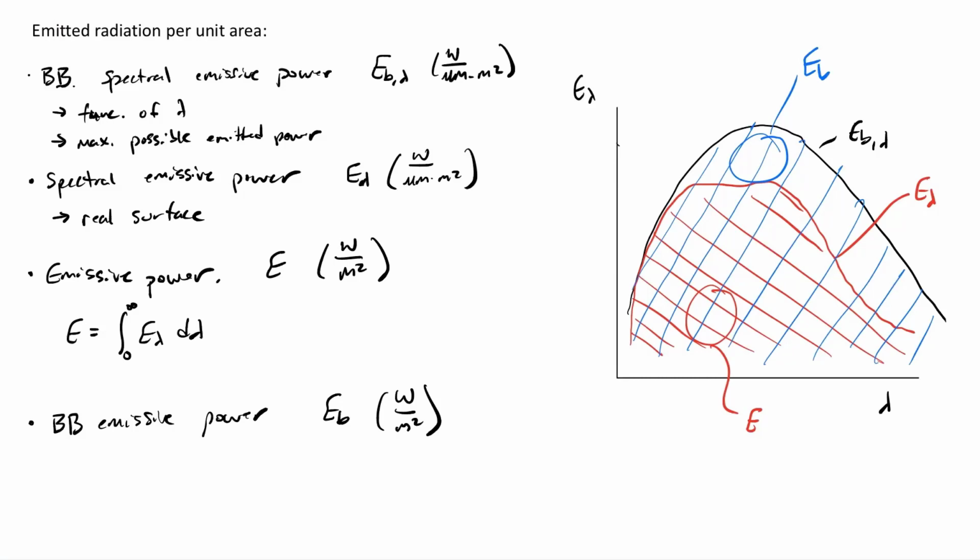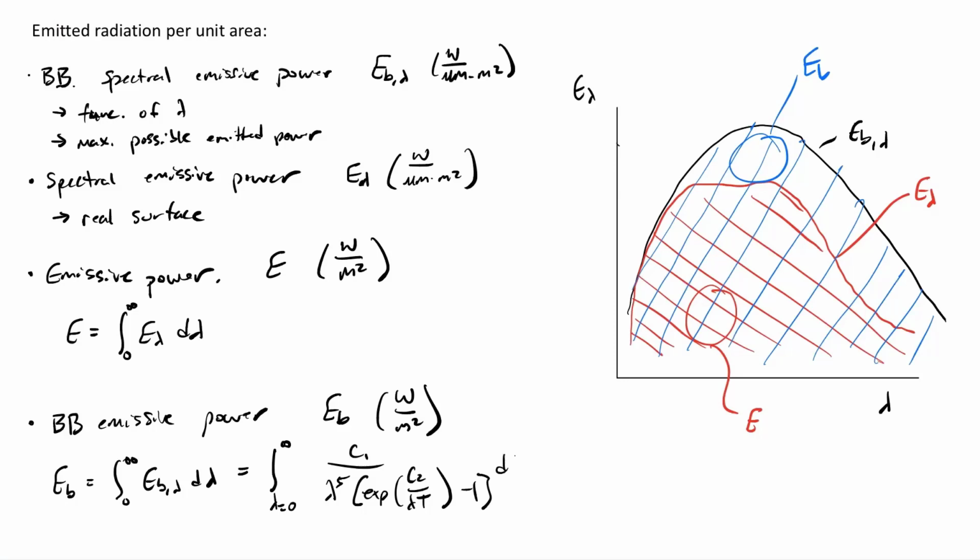Okay, E_B, the formula for that is again the integral. E_B is going to be the integral from 0 to infinity of E_B lambda d lambda. More specifically, it's the integral of Planck's law, which is our expression for E_B lambda. We would write that out as, from lambda equals 0 to infinity, Planck's law is C1 over lambda to the fifth times exponential of C2 over lambda T minus 1, d lambda.